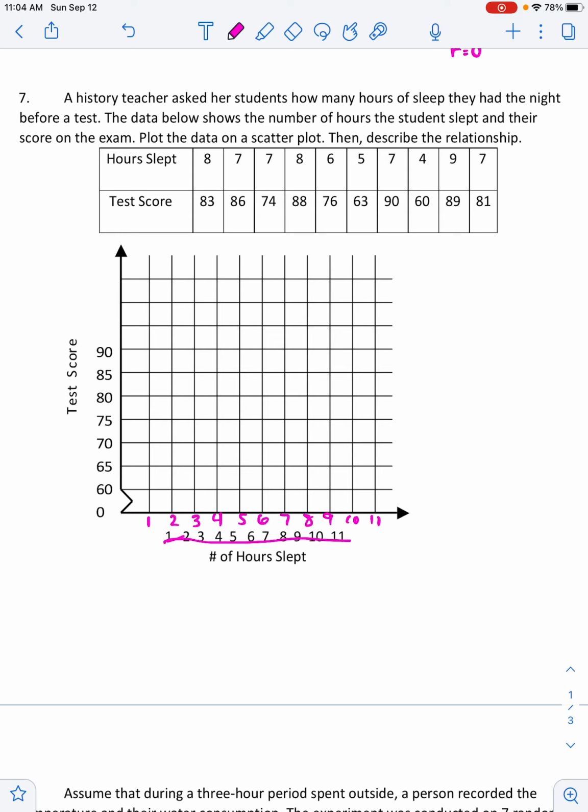If you notice the way that it's labeled, number of hours of sleep is going to be our explanatory variable, because that's always on the horizontal axis. And then test score is going to be our response variable. So we are saying that hours of sleep could explain or predict your test score. All right, so let's see. 8 hours and a score of 83. Be about here.